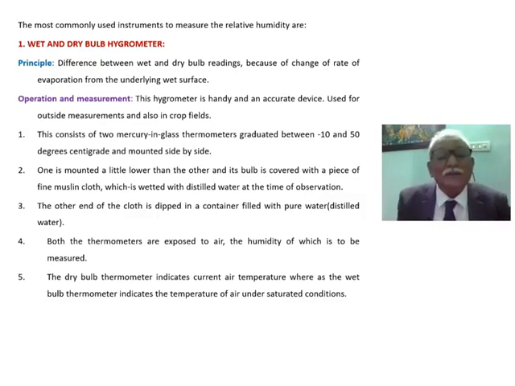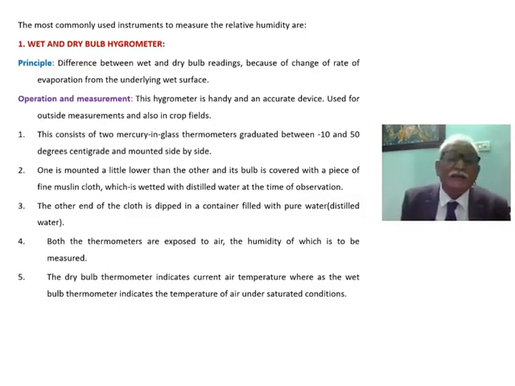Simple principle: the difference between the wet and dry bulb readings because of the change of the rate of evaporation from the underlying wet surface, as far as the wet bulb thermometer is concerned. Operation and measurement. Please note that this hygrometer gives the instant reading only. It won't record. When you go there, you get two readings, the difference, the wet bulb depression. You go to the psychrometric table and you get the humidity. So, what is the principle?